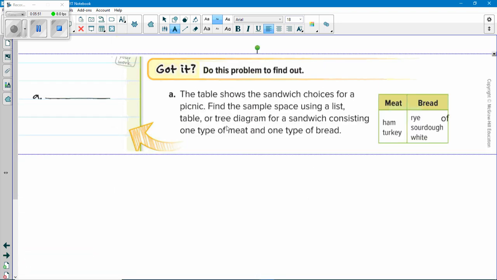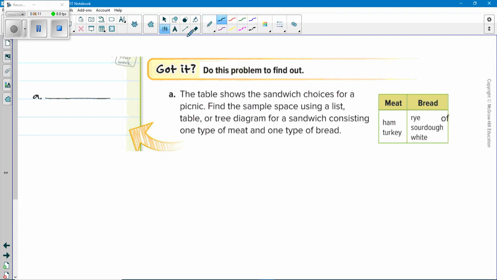All right, so let's take a look here. The table shows the sandwich choices for a picnic. Find the sample space using a list, table, or tree diagram for a sandwich consisting of one type of meat and one type of bread. Well, okay, we got meat. We got ham and turkey. Okay, so we could easily just make a tree diagram. We got ham, turkey. All right, now how many different types of bread could you put your ham on? Yeah, there's 3. 1, 2, 3.